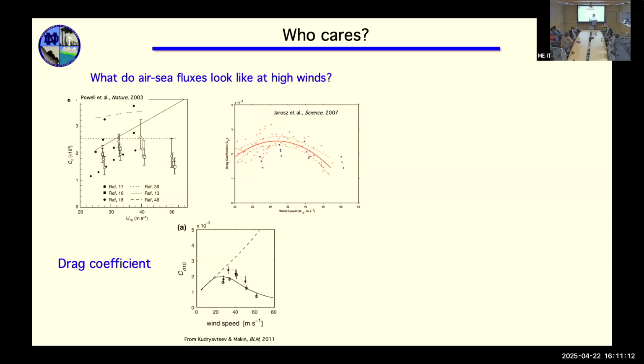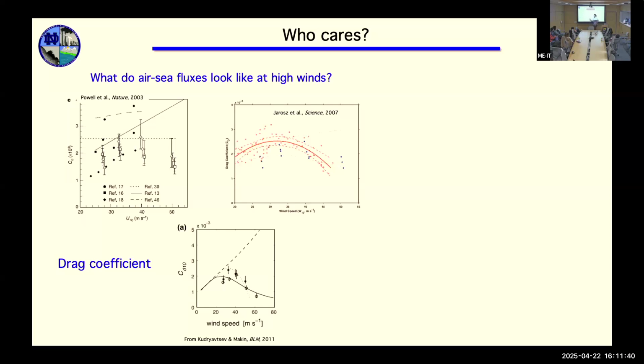This black line is the quote Large and Pond curve. And so this is the drag coefficient. It's kind of weird, I'm talking to engineers now. It's a non-dimensional drag coefficient versus a dimensional 10-meter wind speed. Okay, because to turn this into like a Reynolds number is not a typical thing that you would do. At low winds, there's a lot of measurements from a lot of different platforms and wind tunnels and so on. And the black line is basically just extrapolated from that.